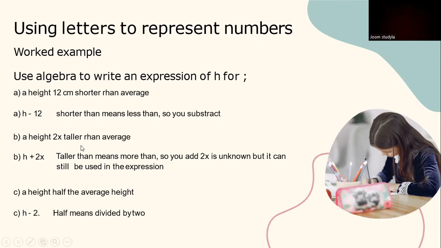For question number 2, a height 2 times taller than average. So using letters, how to express it is h plus 2x. H represents height. Taller than means more than, so you add. 2x is unknown, but it can still be used in the expression.